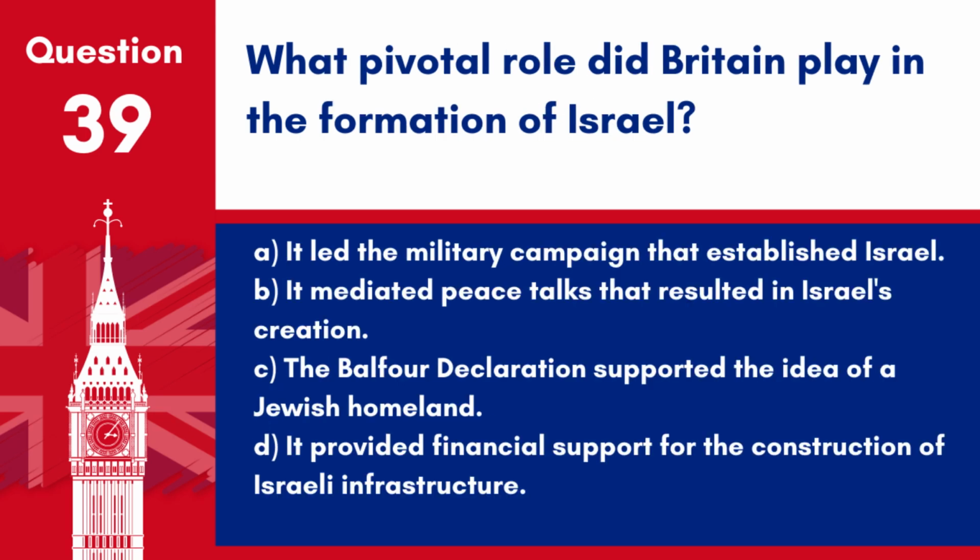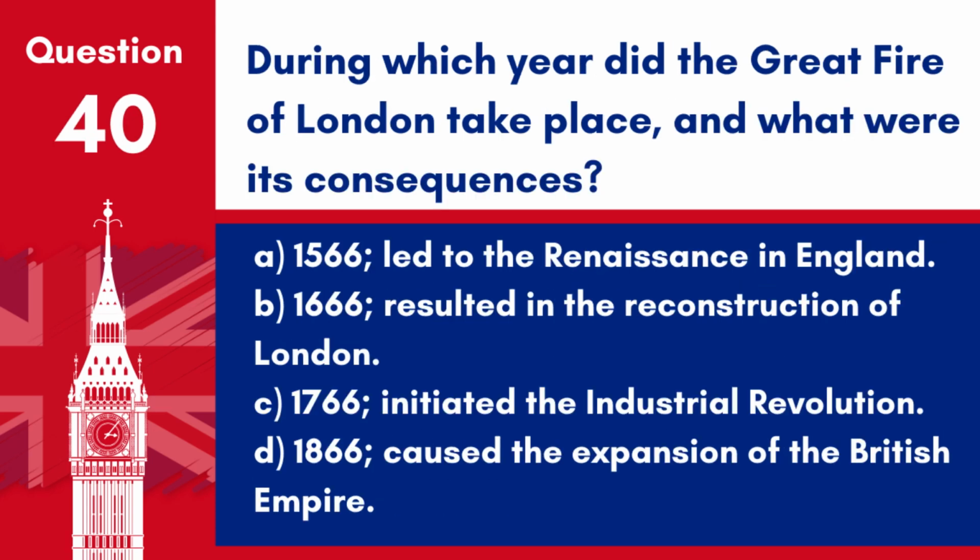Question 39. What pivotal role did Britain play in the formation of Israel? A. It led the military campaign that established Israel. B. It mediated peace talks that resulted in Israel's creation. C. The Balfour Declaration supported the idea of a Jewish homeland. D. It provided financial support for the construction of Israeli infrastructure. Answer: C. Issued in 1917, the Balfour Declaration by the British government supported the establishment of a national home for the Jewish people in Palestine.